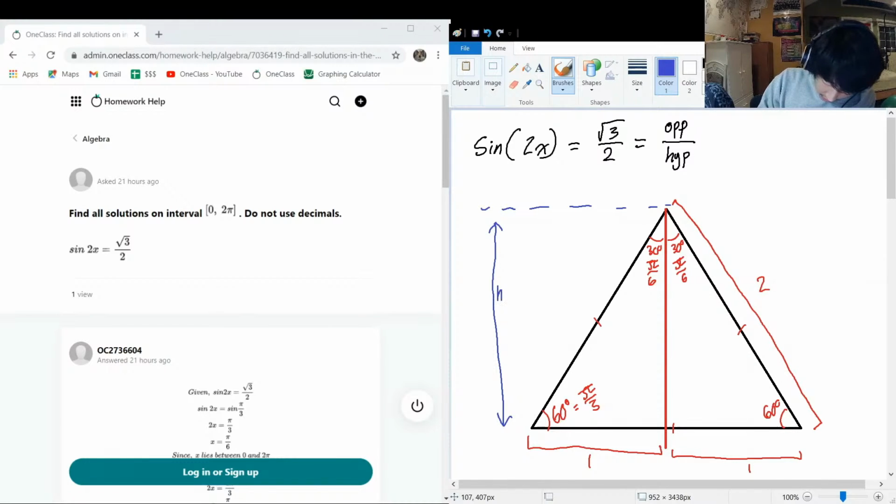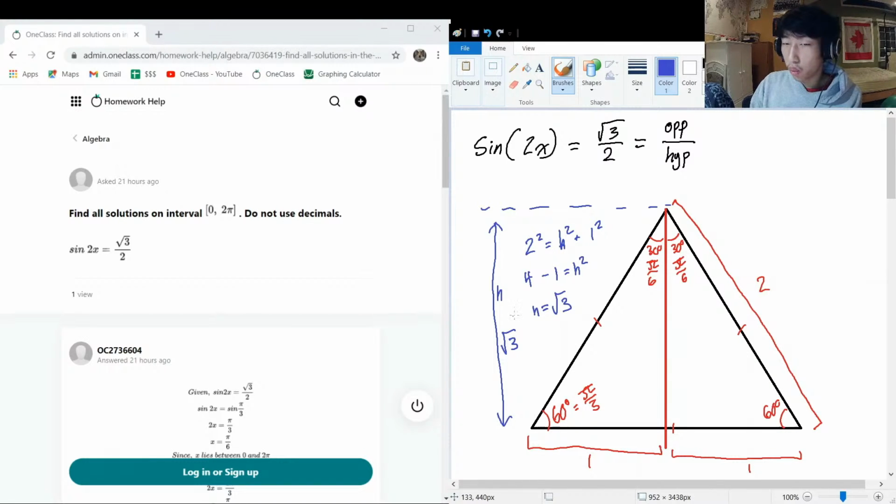So let's just call this h, and we know that 2 squared equals h squared plus 1 squared. If we wanted to solve for h, we would subtract 1 squared from both sides. So 4 minus 1 equals h squared, and so h must be the square root of 3. So this height is the square root of 3.